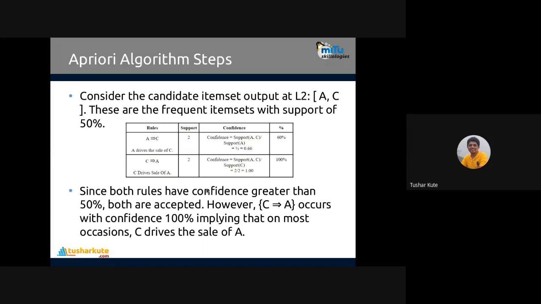Since both rules have a confidence greater than 50%, both are accepted. However, C to A occurs with confidence 100%, implying that on most occasions C drives the sale of A. So how are they connected? What side of confidence are they having? How much support are they having?